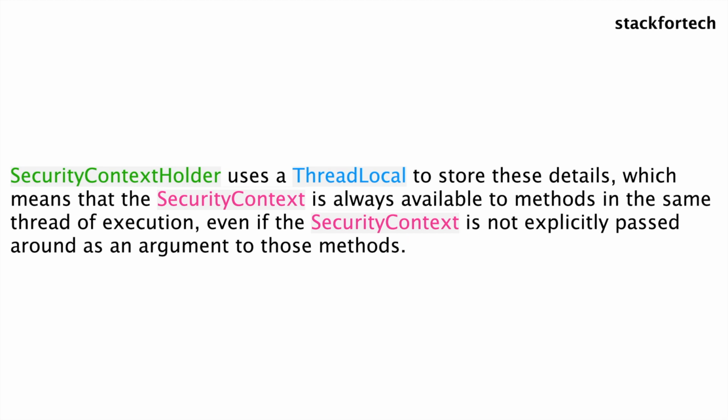So whatever authentication object comes as part of the authentication process gets stored inside a security context holder, right? And that security context holder uses a thread local to store these details, which means that the security context is always available to the methods in the same thread of execution. Even if the security context is not explicitly passed around as an argument to a method, because of this thread local, that security context will always be available as part of the same execution of the thread.